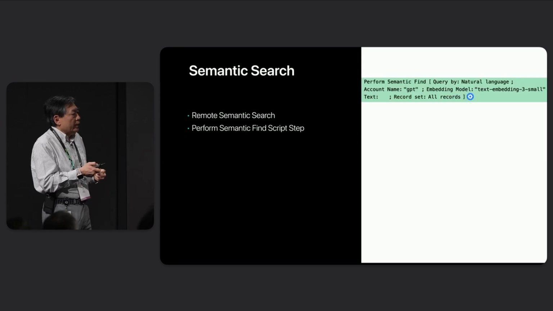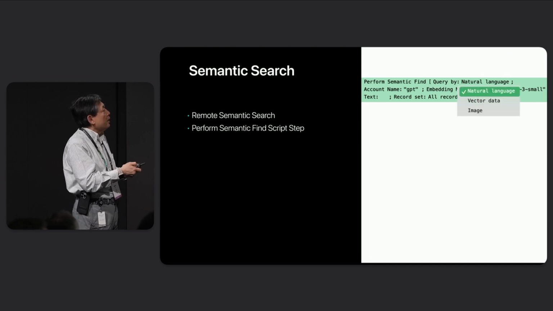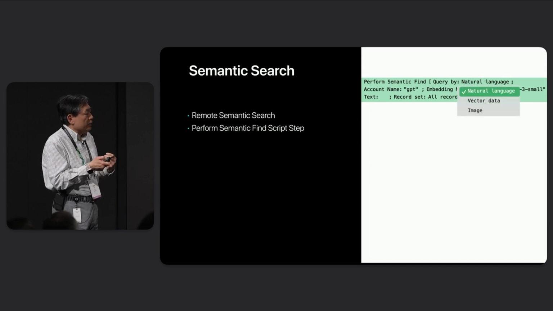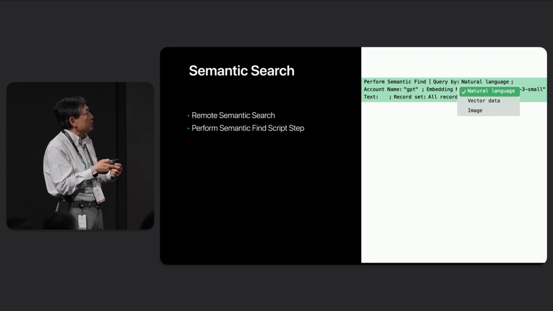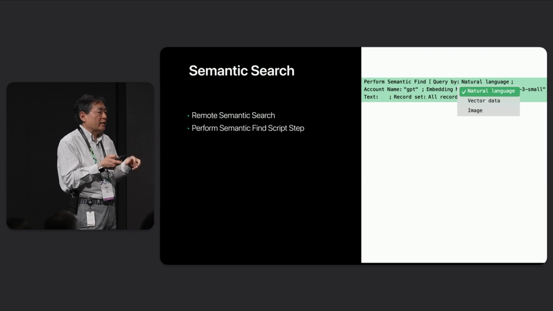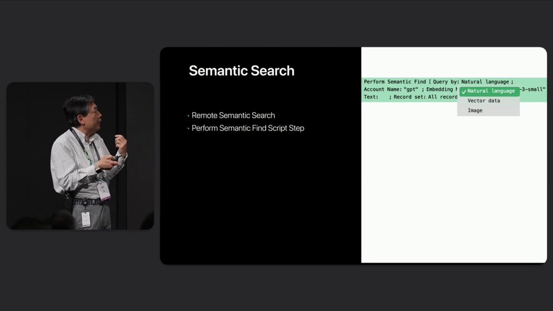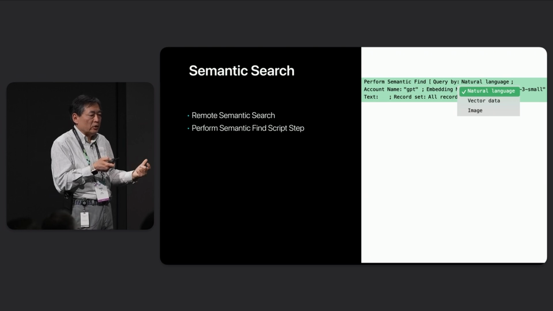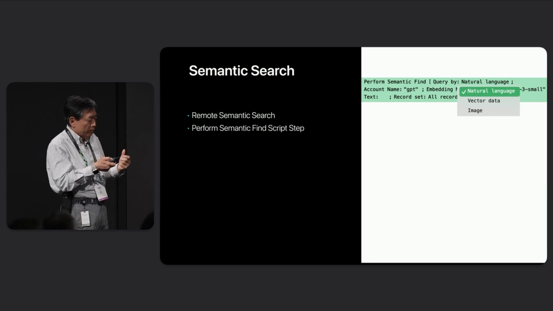And here is the script step to perform the semantic find. For the first one, you specify what you want to use to do the semantic search. You can have natural language, that means you give a text, or you give a vector, or you give an image, if you use a model like CLIP, which can handle both.